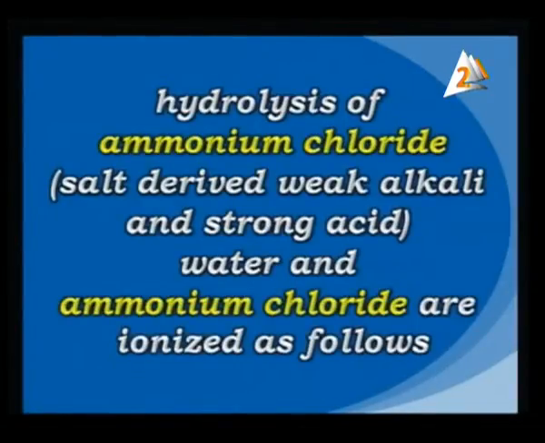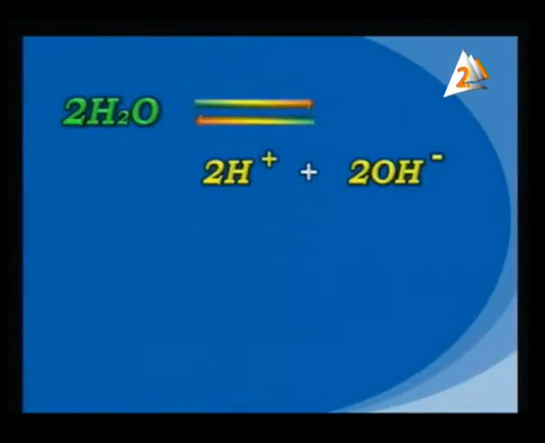My dear, hydrolysis of ammonium chloride, a salt derived from a weak alkali and a strong acid. Water and ammonium chloride are ionized as follows. Look at this and concentrate. Ammonium chloride. Here we have the equation 2H2O, a reversible reaction, into H+ plus OH-.